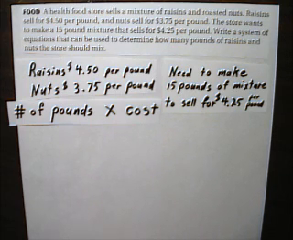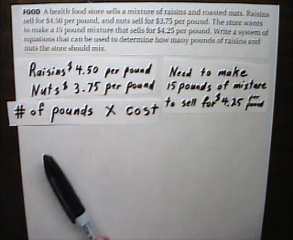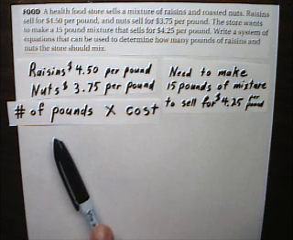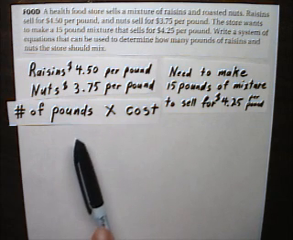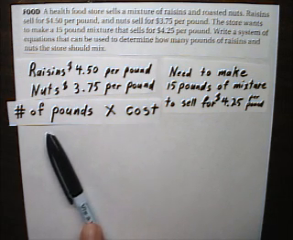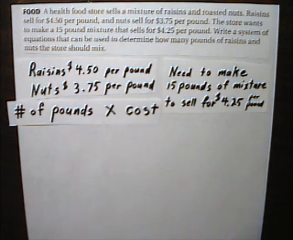It's true when you go to the grocery store. If you buy a number of oranges and they cost a certain amount each, then you multiply the number of oranges times how much they cost. It's a very reoccurring theme.